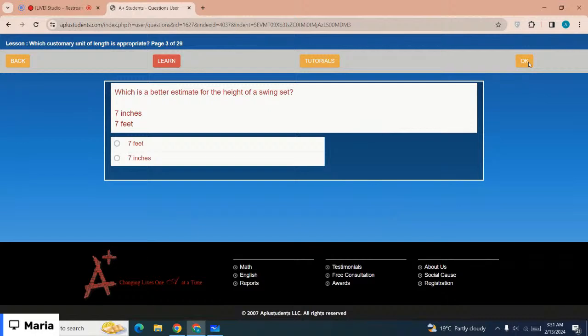Which is the better estimate for the length of a swing set? 7 inches or 7 feet, which is the correct option? That is the height of a swing set, so it must be 7 feet, because 7 inches is too small for the height of a swing set. Which is a better estimate for the height of a ketchup bottle?